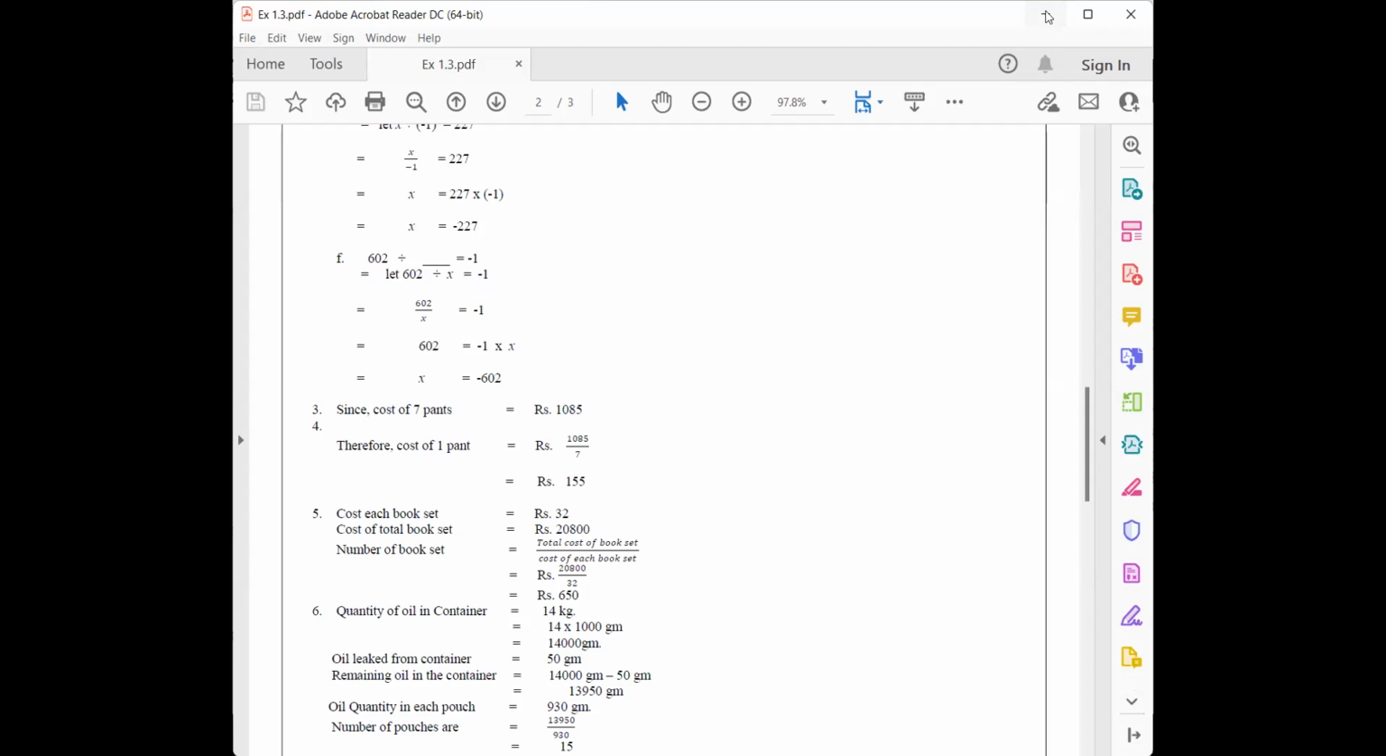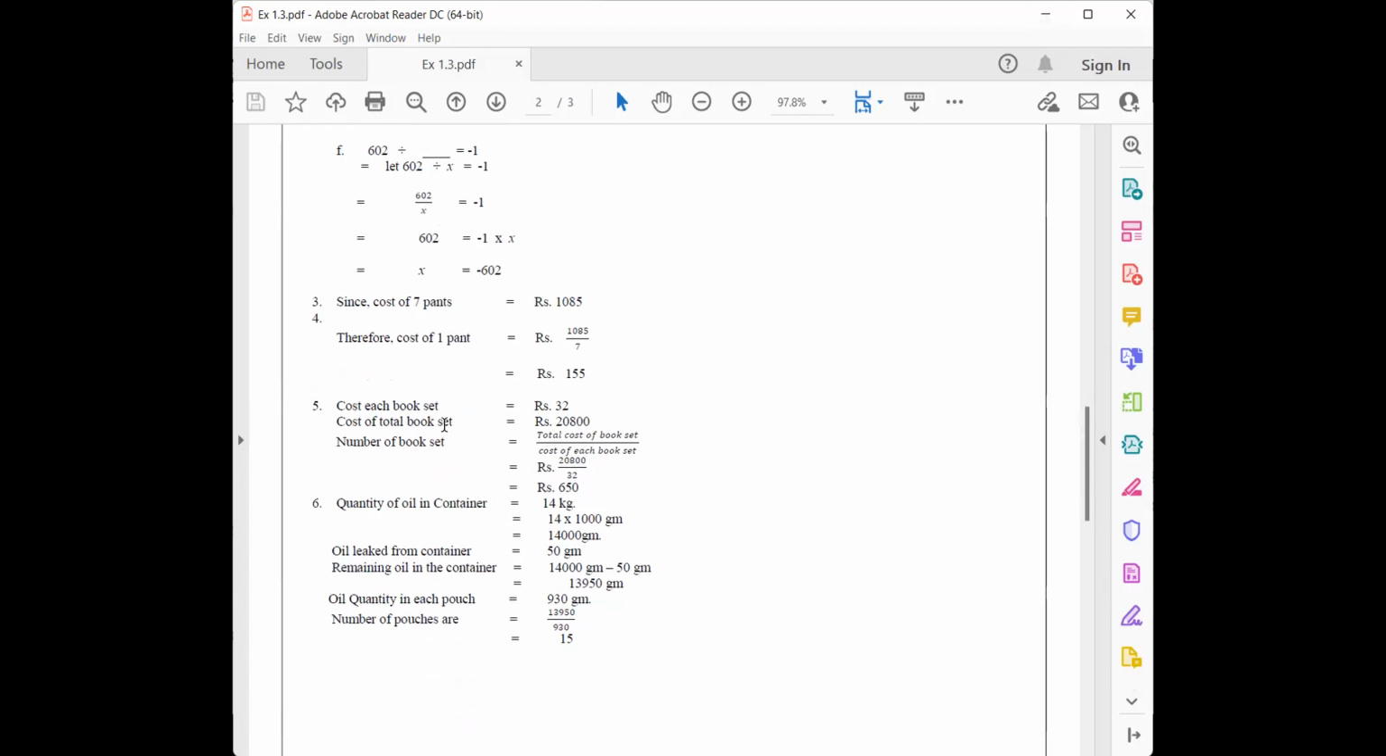The bookseller sold 32 sets of books at the cost of 20,800. What is the cost of one set of book? This is a very easy question. 32 रुपीज का एक सेट है बुक का, और टोटल बुक सेट की कॉस्ट कितनी है? 20,800. तो आपको बताना है माय डियर स्टूडेंट्स. ओके, सो व्हाट वी हैव टू डू नाउ, the question number 4 says that if the cost of one book set is rupees 32 and the cost of total book set is 20,800. ओके, तो द नंबर ऑफ बुक सेट हम कितने खरीद सकते हैं, उसके लिए मुझे टोटल कॉस्ट ऑफ बुक सेट को डिवाइड करना होगा कॉस्ट ऑफ ईच बुक सेट से.